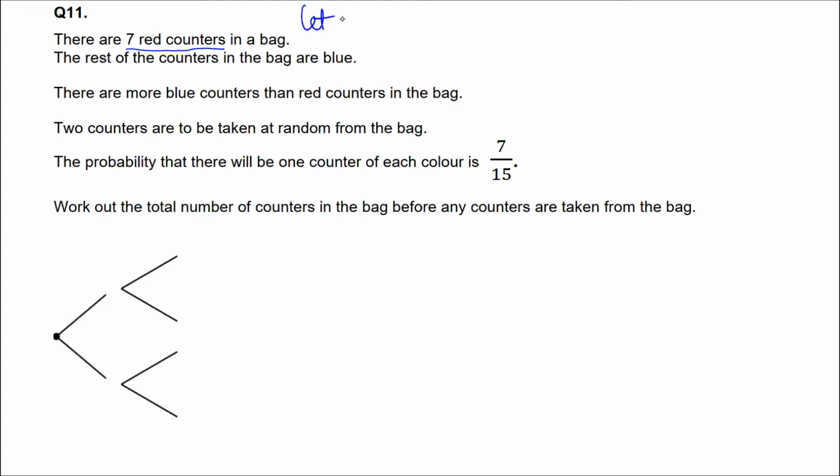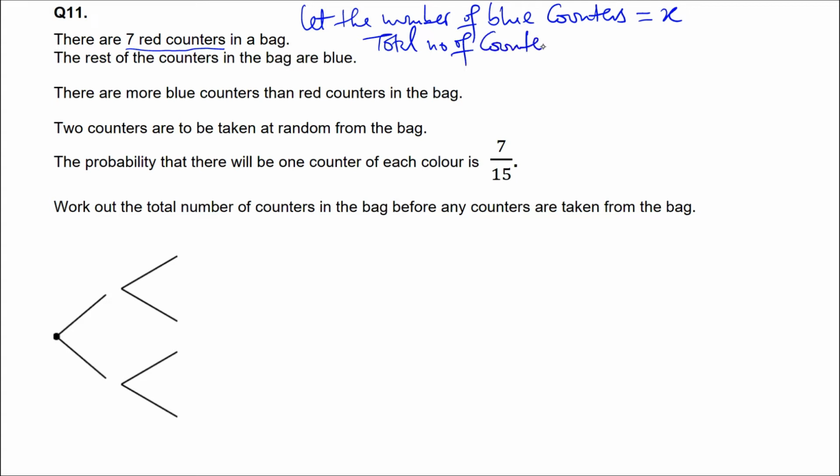So let the number of blue counters be equal to x. So the total number of counters will be equal to x plus 7.